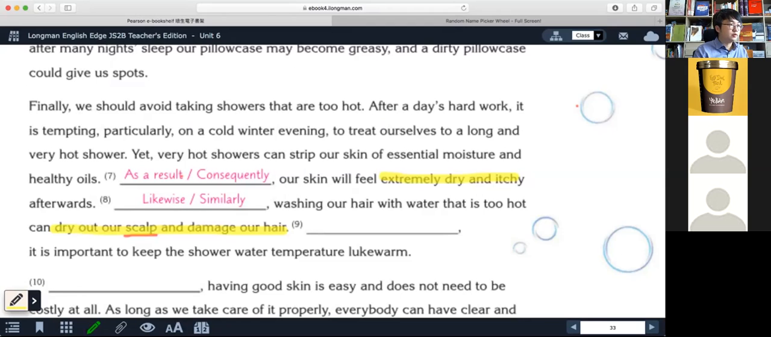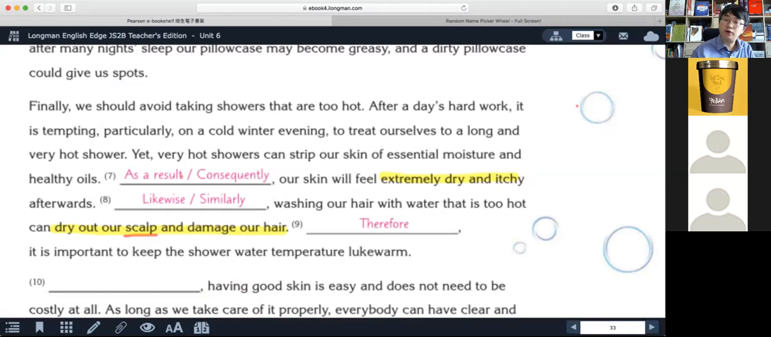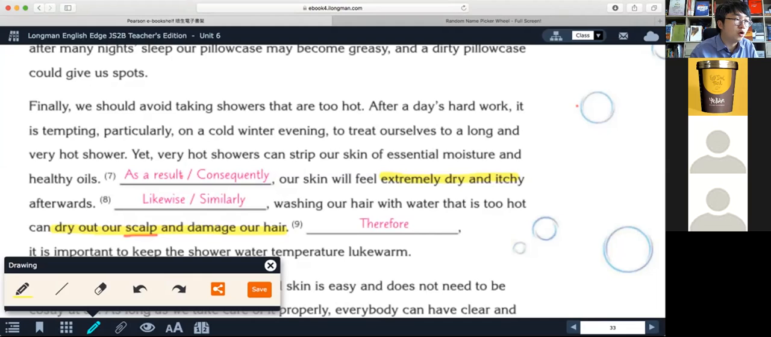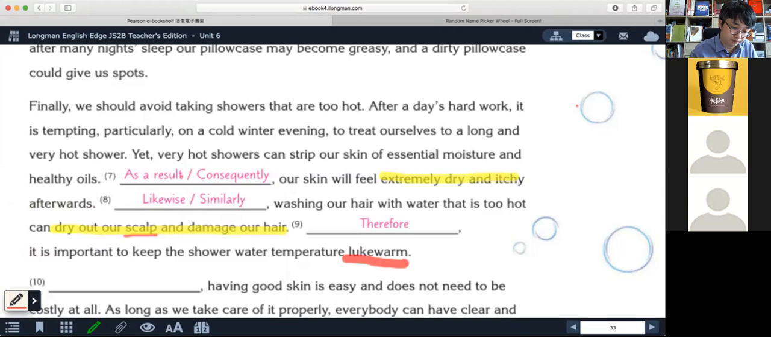And for the last one, the answer is therefore, because these are all the reasons of here, the result: the importance of keeping shower water temperature lukewarm. All right, so let me ask one question. What is the meaning of lukewarm? I think this is a new word to you. What is the meaning of lukewarm? Any answers?